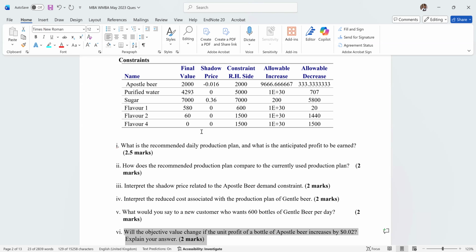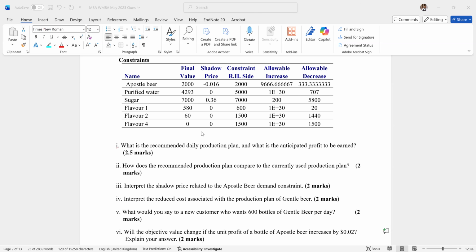Will the objective value change if the unit profit of a bottle increases by a point? Yes, it will change, isn't it? You get that? It will change. I think we've answered that question.